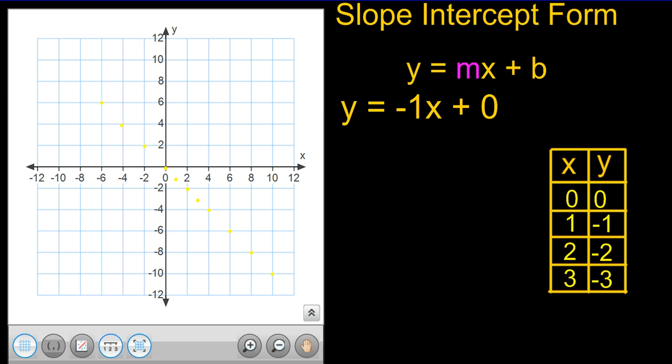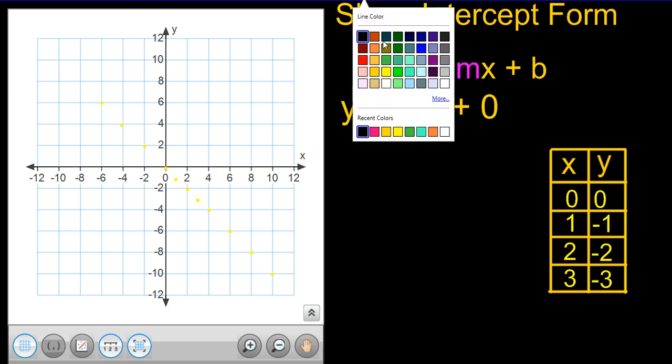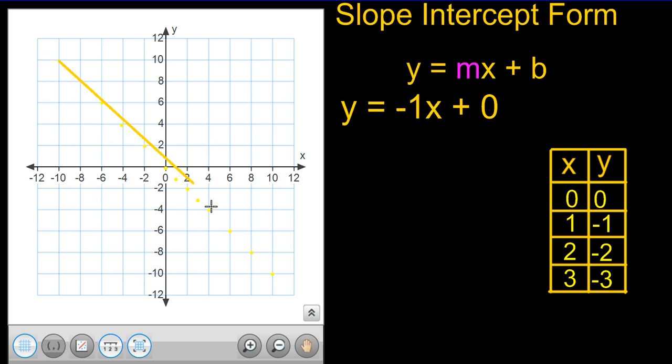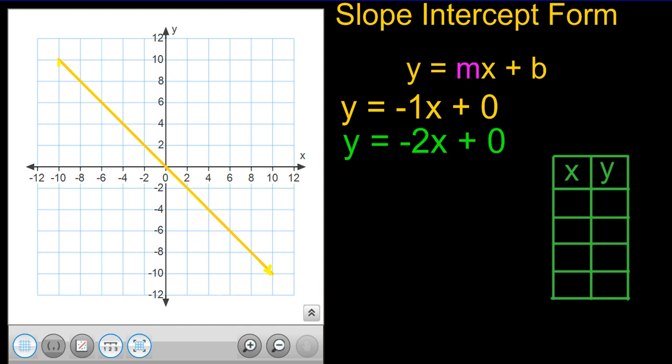And we can go ahead and connect those with our line graph, and we'll make that yellow. So here we go, connect those points, and now we add the arrows to the end, and you just graphed your first equation with a negative slope. Moving on to the next one. So we're going to graph this one.